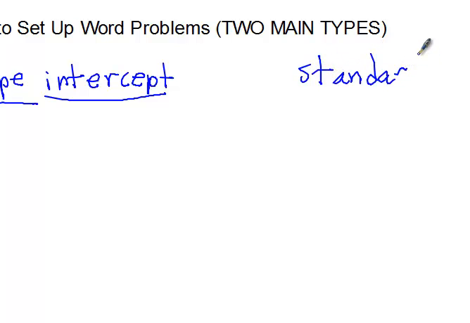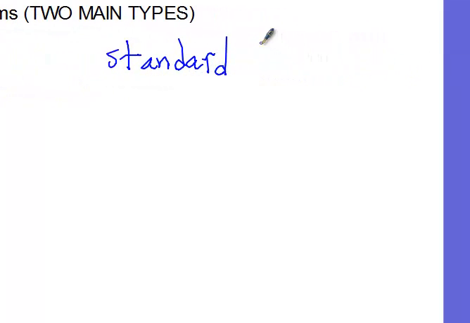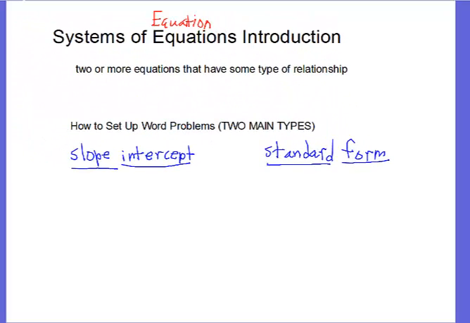Okay, both of which are interchangeable, but depending on how a word problem is set up, you're going to have to set the problem differently. But again, these aren't the only two ways you can do word problems, but these are the most common ways we use. So slope-intercept form, we know, is y equals mx plus b. And standard form is ax plus by equals c. Okay, so you have y equals mx plus b, ax plus by equals c.